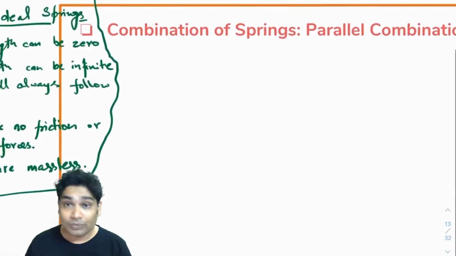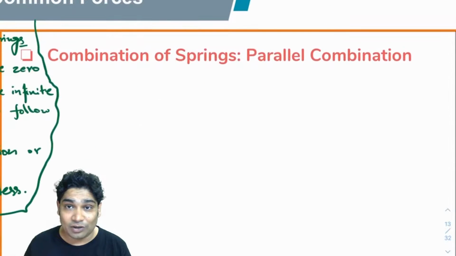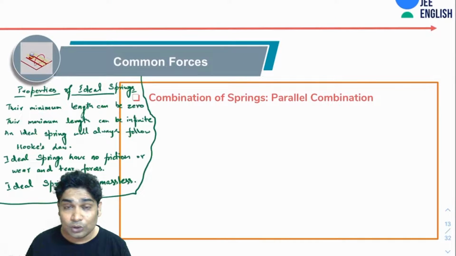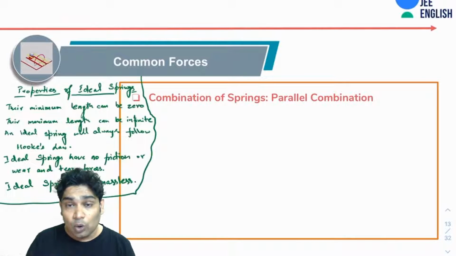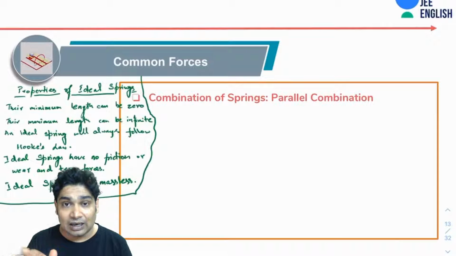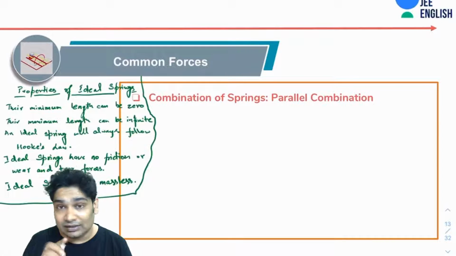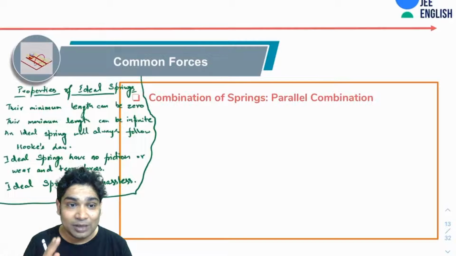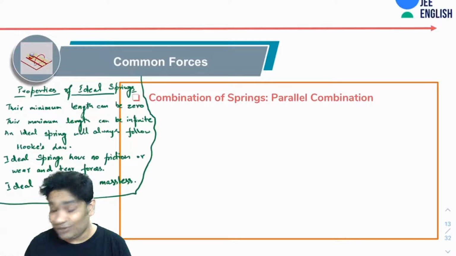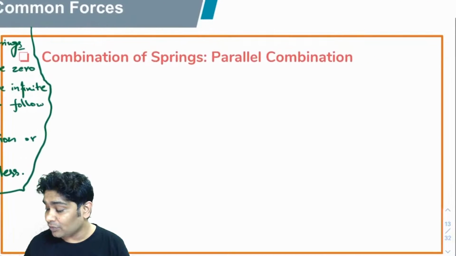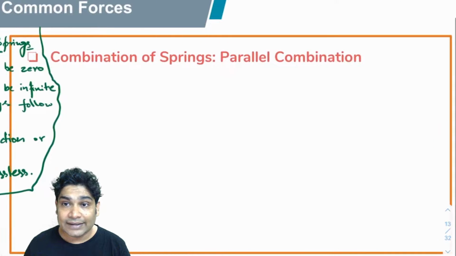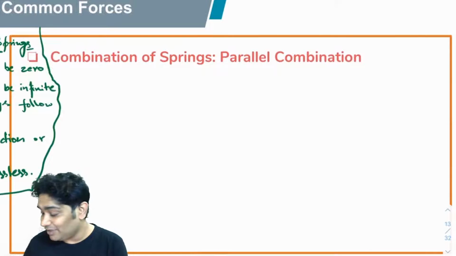Next, we will talk about parallel combinations of springs. So you can also combine two or more springs to form a single unit. The two most common ways of combining springs are parallel combination and series combination. All right, let's talk about parallel combination first. Yes, this is where you can see this entire thing. So suppose there is a wall.